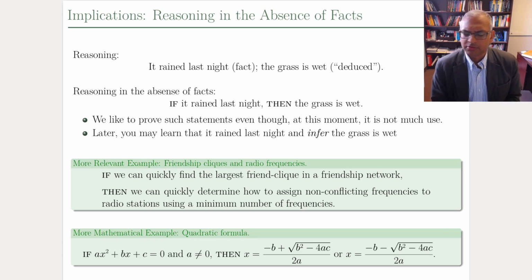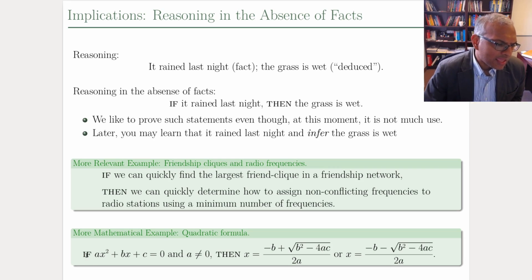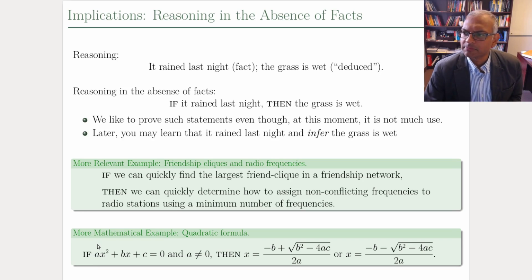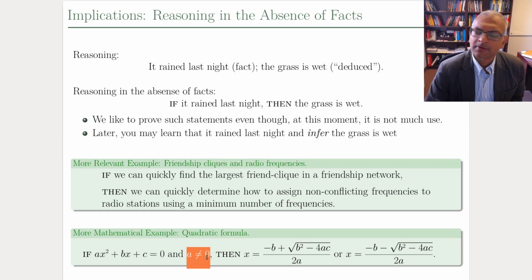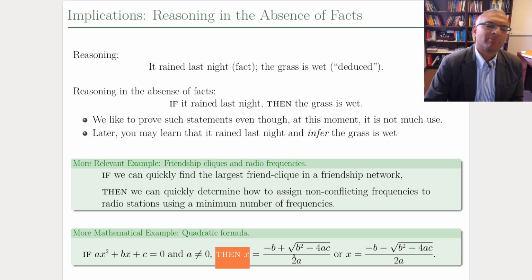Here's another example that's familiar to you from high school. In high school you learned the quadratic formula, this beautiful thing. Let me formulate it in the form of an implication. At the moment we don't know anything, and now I'm going to link two statements together. That's what an implication is. If ax squared plus bx plus c is equal to 0, and a is not equal to 0, so if you are in a situation where this is true, then you can conclude that x equals minus b plus or minus the square root of b squared minus 4ac, over 2a, this famous quadratic formula.